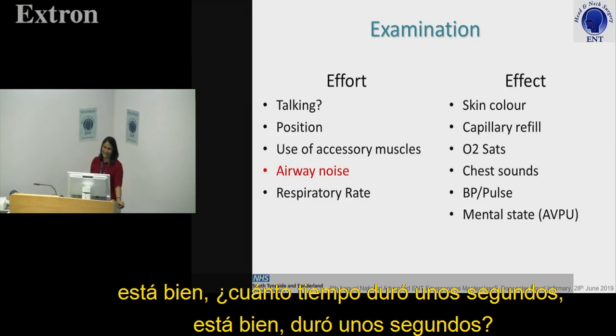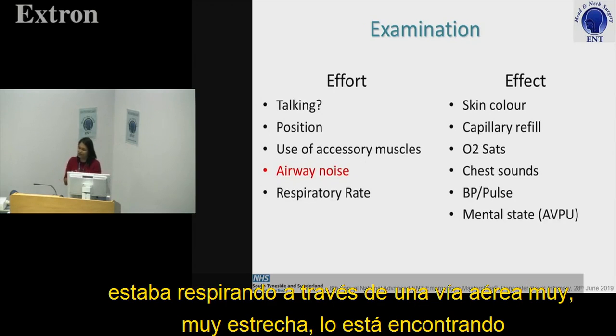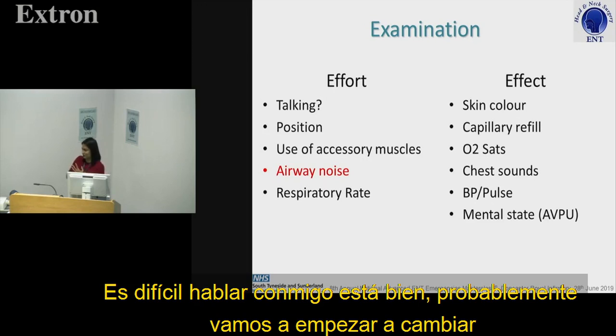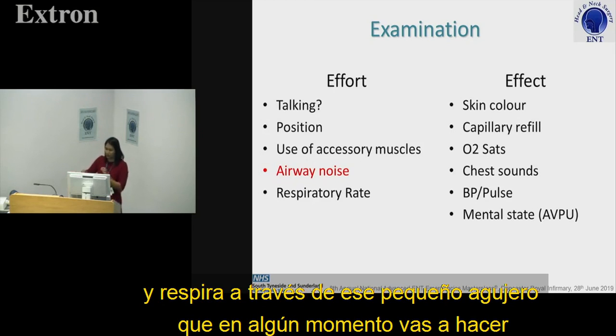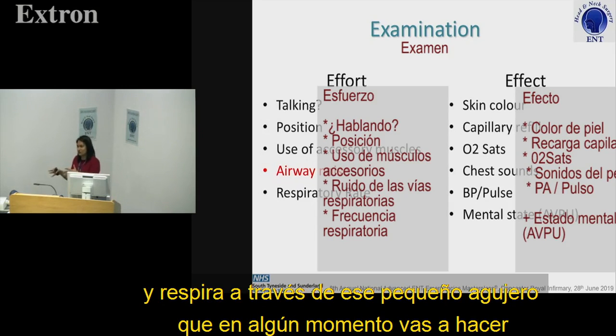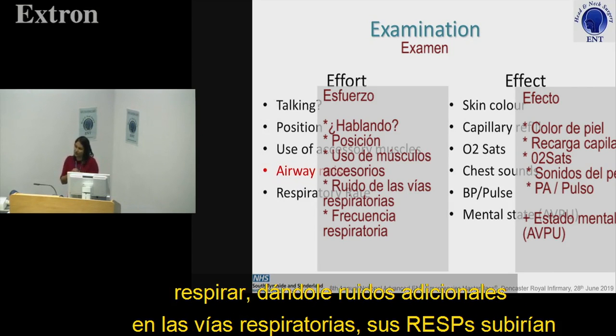A few seconds. Okay, so you lasted a few seconds, and during that time you probably found it quite hard, breathing through a very narrow airway, and difficult to talk to me. You probably were going to start shifting your body and trying to use your accessory muscles of respiration to breathe through that tiny hole. You were at some stage going to make some noise, some turbulence of airflow through that little tube, giving you additional airway noises.